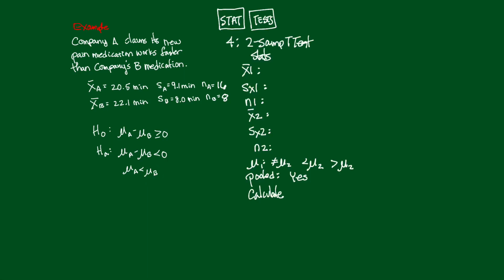So I'm going to go to Stat, over to Tests. This time I'm going to choose item number 4, which is 2-sample t-test. And choose Statistics, because we're putting in the statistics, we're not putting in data. Now let's put these numbers in.